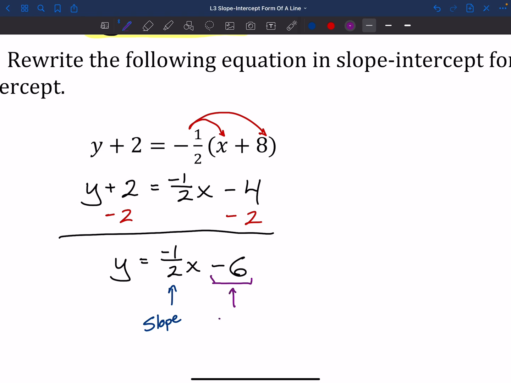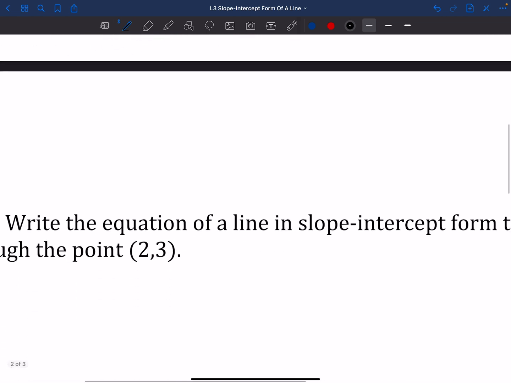And our y-intercept is that entire thing, negative 6. So again, if it has a negative sign there, that is included as part of the y-intercept. If it's positive, like plus 6, it would just be regular old positive 6. So hopefully that seems pretty okay. Let's take it one step further.